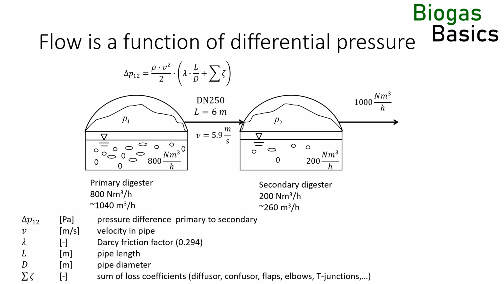The terms for confuser and diffuser alone add up to 1.5 when the pipes just stick in a tank. Don't forget these terms. In our example, the sum of all loss coefficients is 5. The pressure drop between the two tanks is 1.1 millibars.